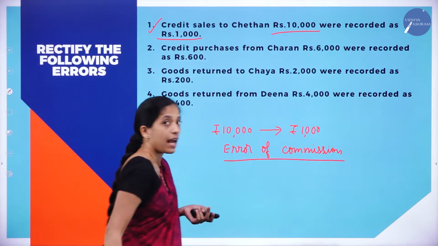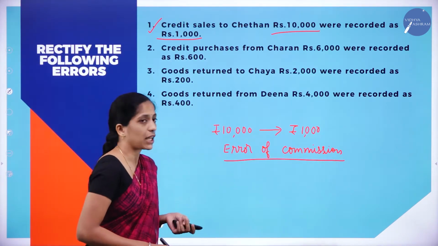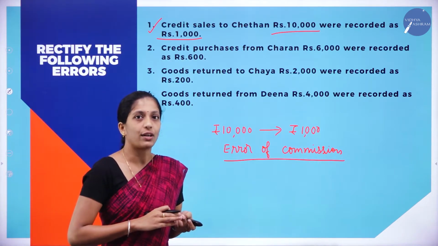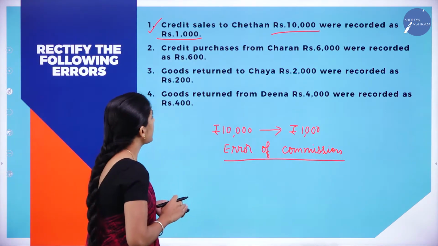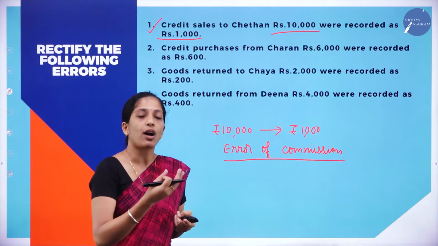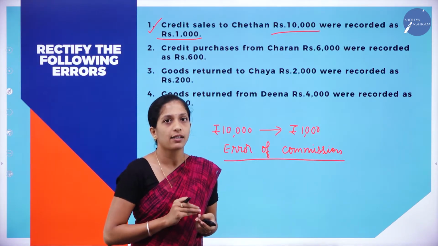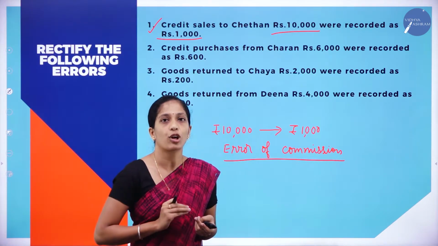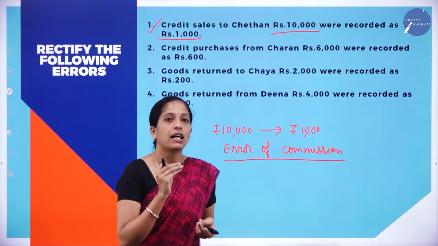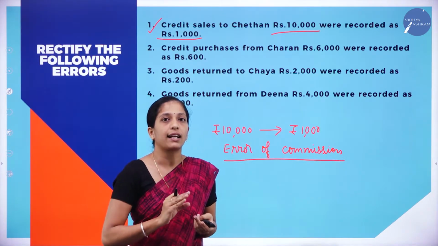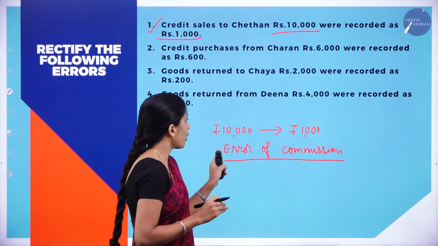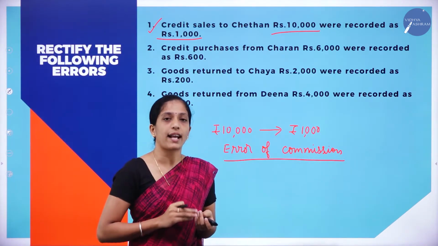So this is error of commission. Instead of recording 10,000, they have wrongly recorded it as rupees 1,000. Now how to rectify this error? In our previous problem, they had not recorded the transaction, which is an error of omission. Here they have recorded the transaction and the entry correctly, but they have recorded the amount wrong. Instead of 10,000, they have recorded it as 1,000.